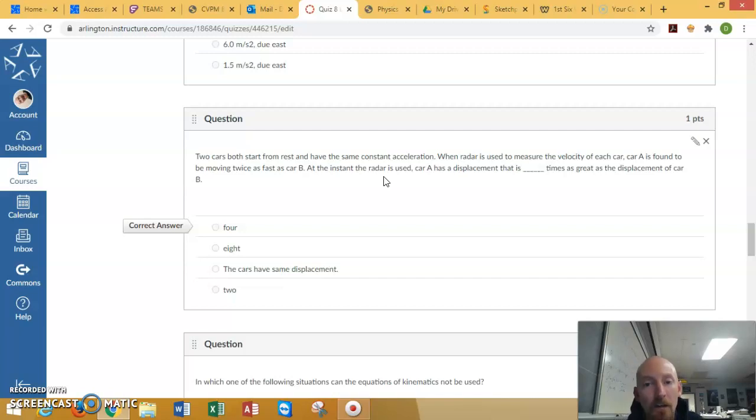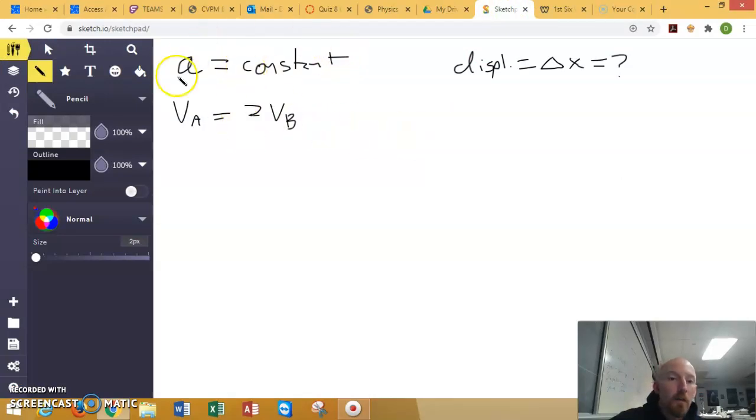Okay. Now, at that instant, car A has a displacement that is how many times as great as the displacement of car B? And the answer is 4. And so I was going to just show you how this works. All right, so they're asking us about displacement. Constant acceleration. Car A is found to be moving twice as fast as car B, right? So A is constant. Car A's velocity is 2 times that of car B, and they're asking us about displacement.